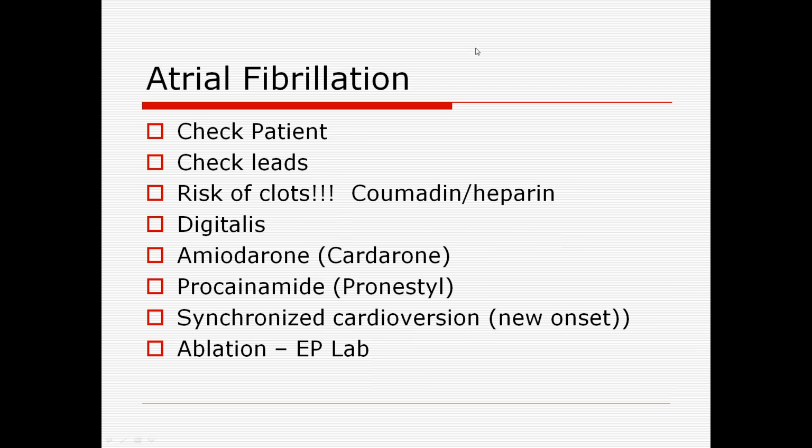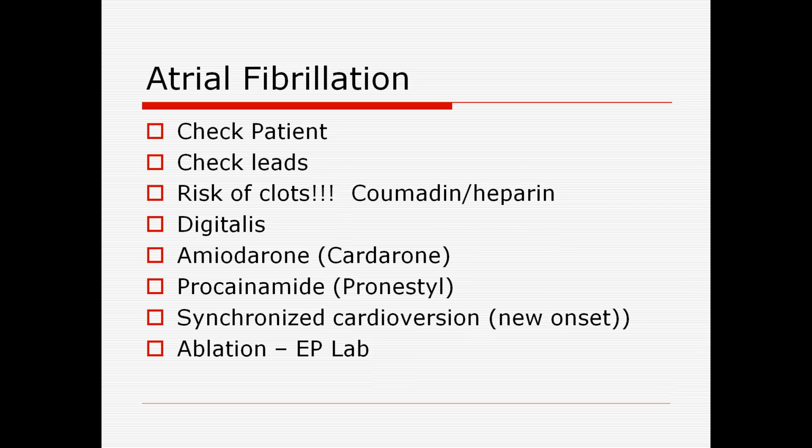Atrial fib, same as atrial flutter. Check the patient, check the leads. They have a risk of clots. Coumadin, heparin, Lovenox. Digitalis will slow down that atrial fibrillation. Amiodarone and Pronestyl, those are three drugs that will also slow down the atrial fibrillation to where possibly they will not have any symptoms. So if a patient has a very fast atrial fibrillated beat, put them on these medications, and maybe that atrial beat is now 90 beats per minute instead of 180, and they can live with that. They can be on these medications to take care of that rhythm.